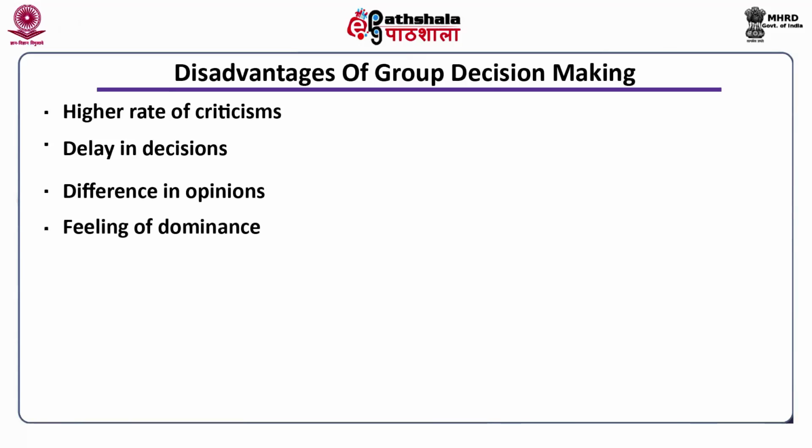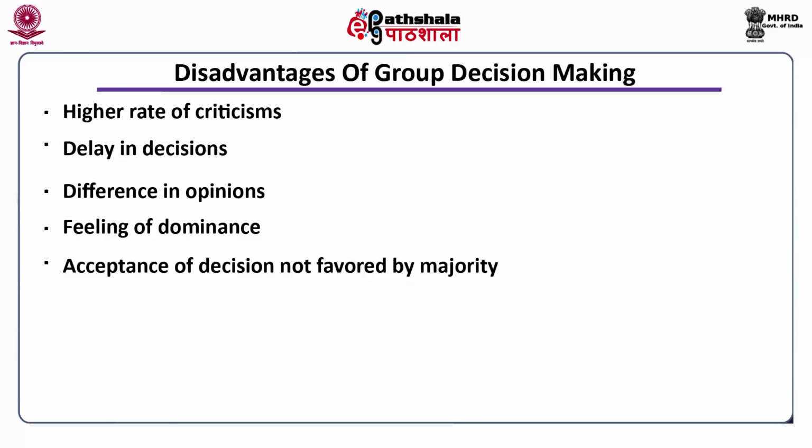Then we have the feeling of dominance. Some members of the group feel uncomfortable offering their suggestions on the problem as they feel dominated by some powerful members of the group. They feel hesitant to give any suggestion or may offer their ideas with a natural feeling of being rejected due to such dominance. Then we have acceptance of decision not favored by majority. The decisions are generally accepted by the majority. Sometimes decisions are accepted which some minority members do not favor, which promotes in them a feeling of being ignored. Dissenting views of the minority are suppressed and the alternatives are not fully explored.